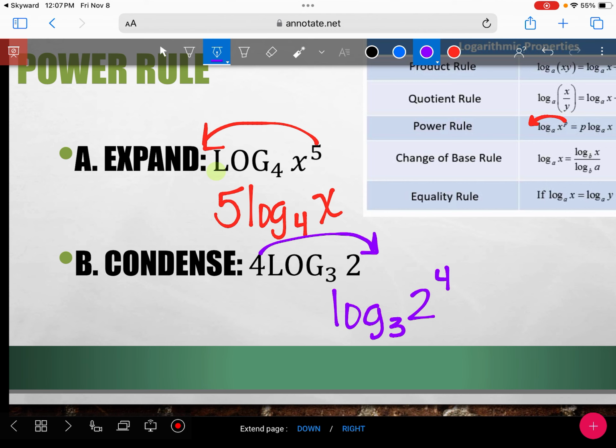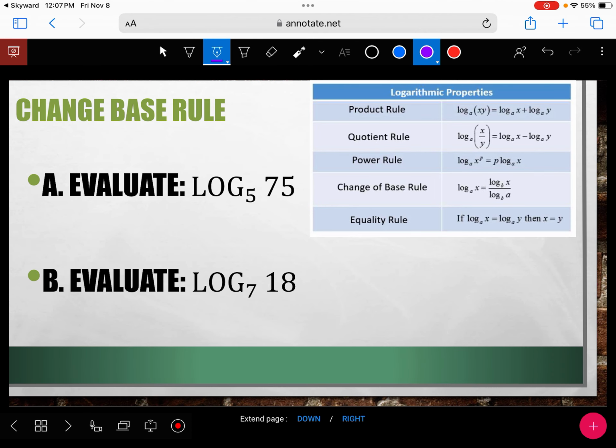All right, so the next one, if we go back to what we did in our bell work, this is the change base, okay? So go ahead and copy this down. So this applies when we're trying to evaluate it and the answer is not a whole number. So we're going to use our change base formula. And we're going to evaluate.